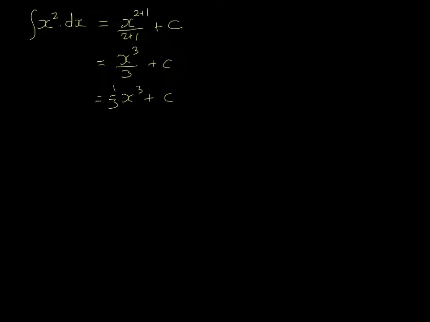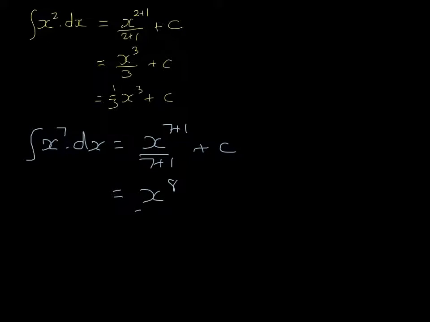I'll pick a different colour and do another one for you. So if we take the antiderivative of x to the power of 7 with respect to x, that'll be equal to, we go x to the power of 7 plus 1 and divide it by 7 plus 1. And we have to go plus c. So that'll equal x to the power of 8 divided by 8 plus c. Or that's equal to 1/8 of x to the power of 8 plus c. So it doesn't matter, either one of these last two is correct.